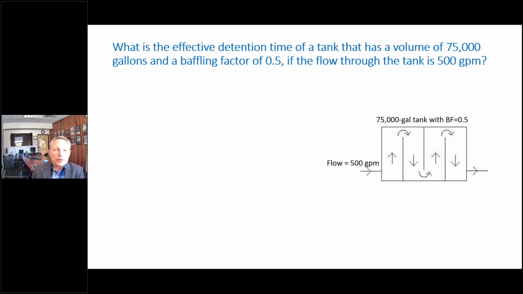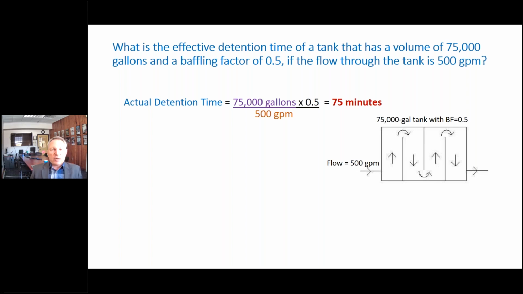So let's do an example. Let's look at the effective detention time of a tank. It has a volume of 75,000 gallons, and the baffling factor is 0.5. So we're getting half credit for this tank. And the flow through the tank is 500 gallons a minute. So let's set up our detention time equation. We have 75,000 gallons times that baffling factor of 0.5. Then we divide it by 500 gallons per minute, and we get 75 minutes.